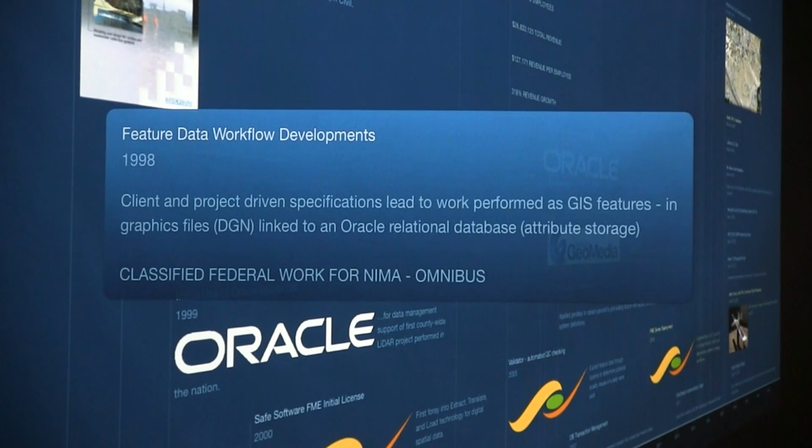Kind of from this point forward, this is a lot of spatial data specific things, but in '98 we got involved doing work for NEMA, which today is NGA, and they really pushed us pretty hard to stay abreast of technology. And so we started working more with workflows that worked with feature data, or moving from the CAD mapping systems and the Digimap mapping systems to GIS systems.